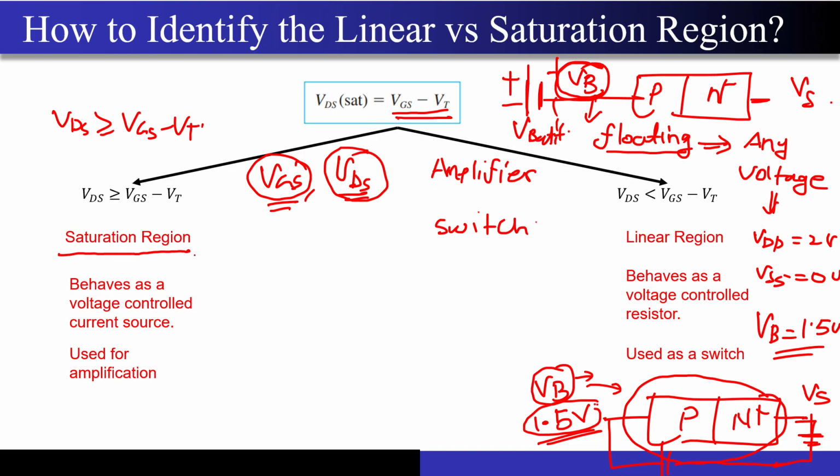The channel gets pinched off, right? And the channel even starts to move. You won't have a continuous channel between the drain and the source. There is a region where you won't get a channel at all. This is called the saturation region. In this region, your MOSFET behaves as a voltage controlled current source. The voltage is controlled at the third terminal and you get the current between the first and second terminal.